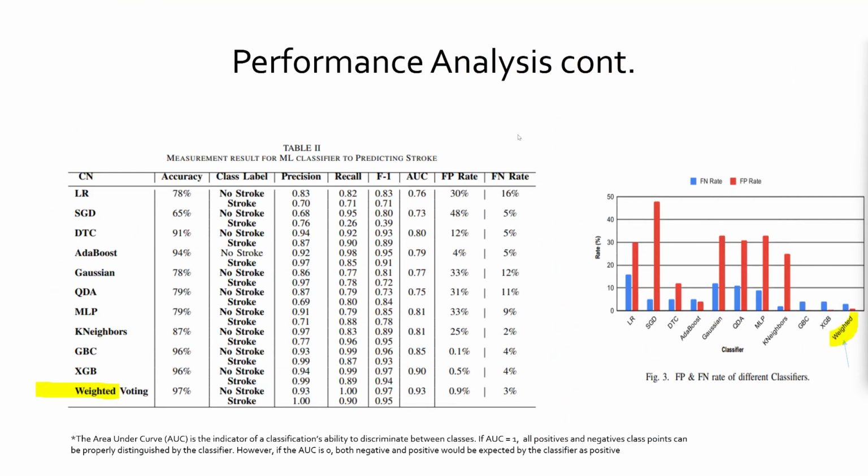Next, they created table 2, which is basically a classification report of all the 10 algorithms that they used. You can see that weighted voting had the highest accuracy among the others, with an accuracy of 97%. They had an AUC of 0.93. Quickly, the AUC is basically the classification ability to discriminate between the classes. If AUC is 1, all positive and negative class points can be properly distinguished by the classifier, right? So the closer to 1, the better. The farther away from 1, the worse.